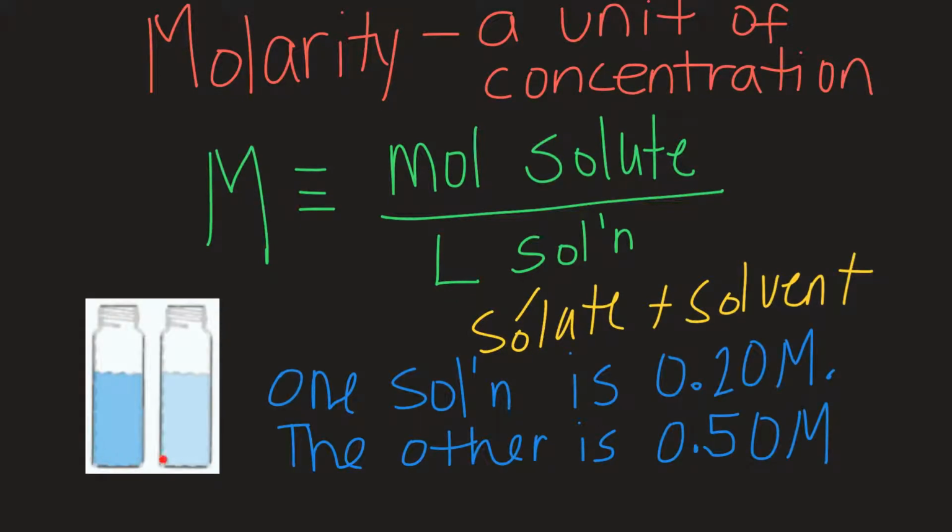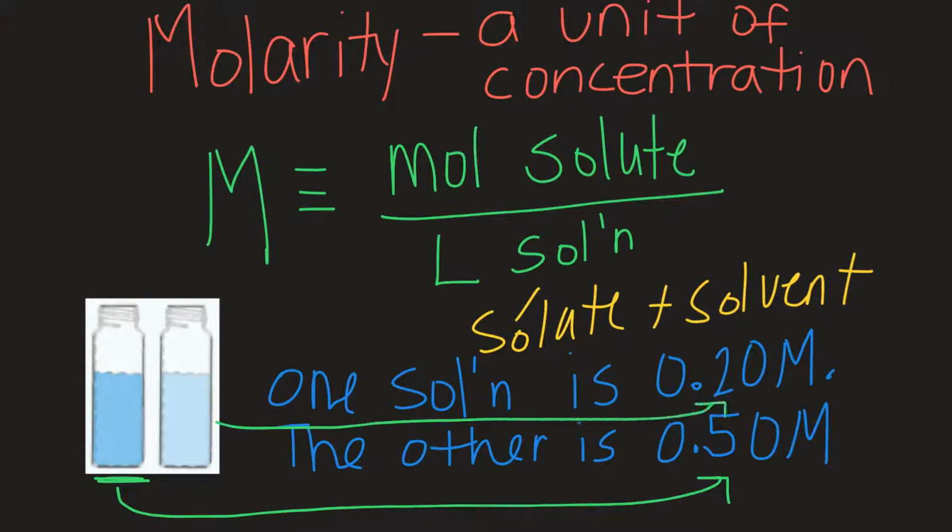So here we have an example of two solutions to the left there. One of them is 0.2 molar, and then the other one is 0.5 molar. So because they're colored solutions, can you figure out visually which molarity belongs to which? Looks like the darker one is going to have the more concentrated molarity. So the 0.5 molarity is going to go with the darker one. That's more concentrated. And then the more dilute one, or the less concentrated one, will have the lower molarity.